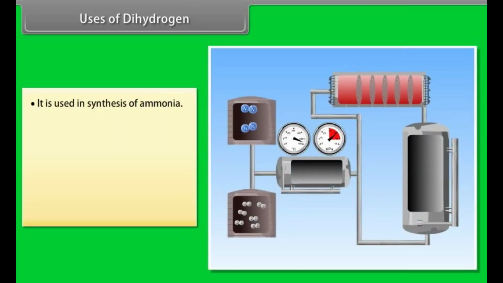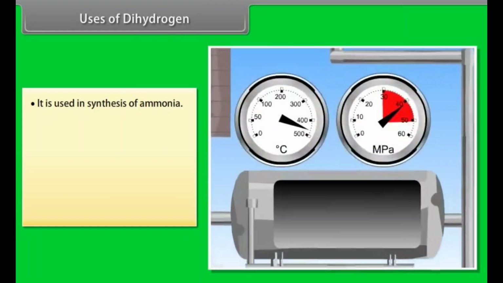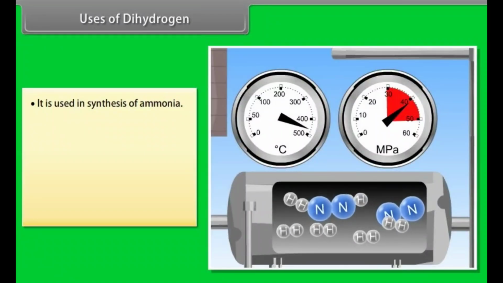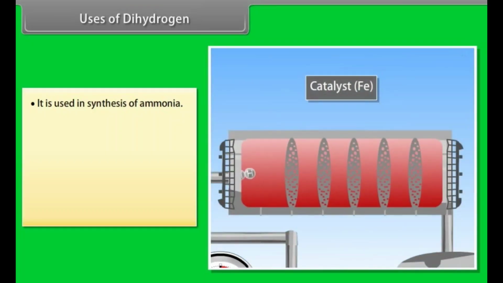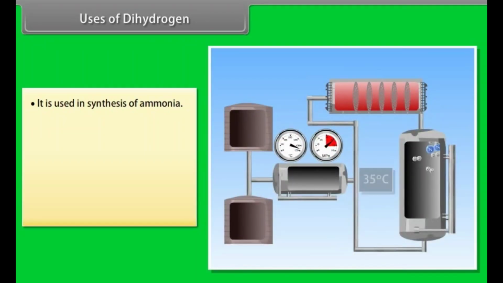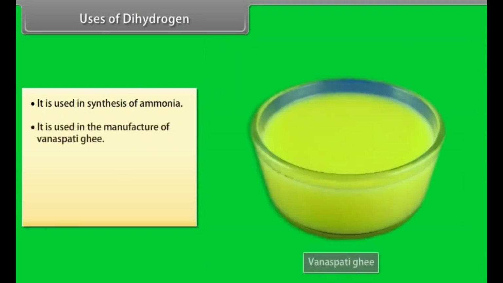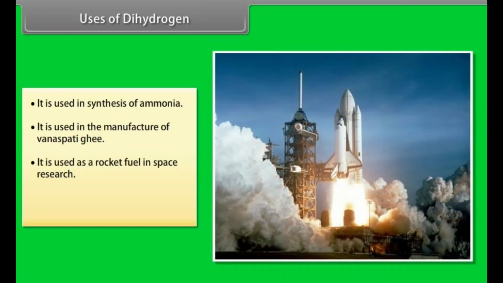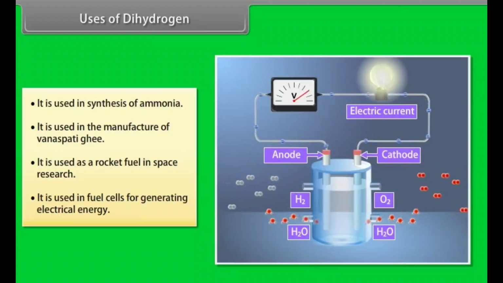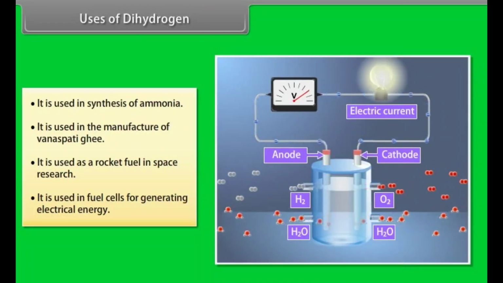Uses of dihydrogen. It is used in synthesis of ammonia. Nitrogen and hydrogen are passed to a heater, where these are heated up to a certain temperature. After that, they are compressed and then passed to a heater, where the reaction takes place. After that, the mixture is passed to a waste heat boiler, from which ammonia is cooled and then stored, and nitrogen and hydrogen are recycled. It is used in the manufacture of vanaspati ghee. It is used as a rocket fuel in space research. It is used in fuel cells for generating electrical energy.